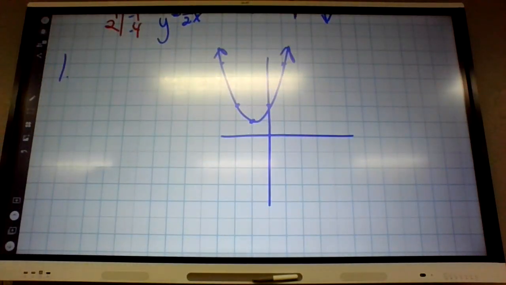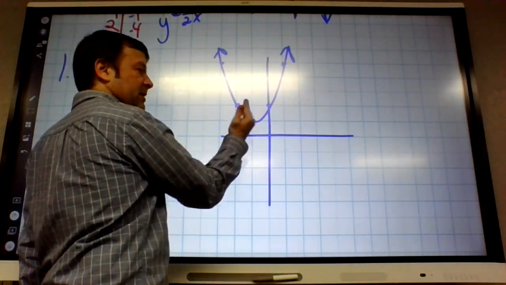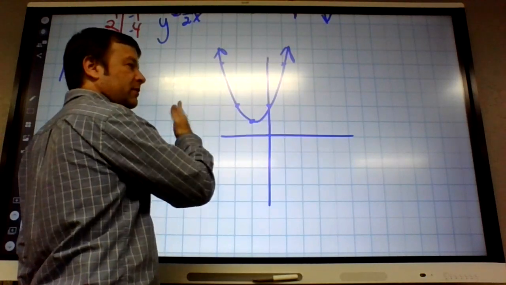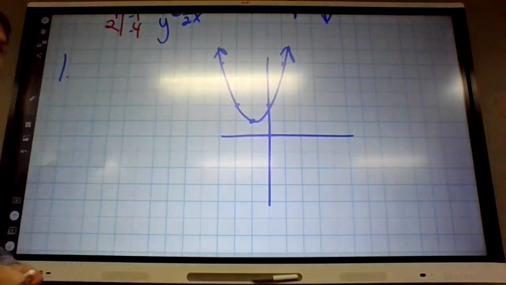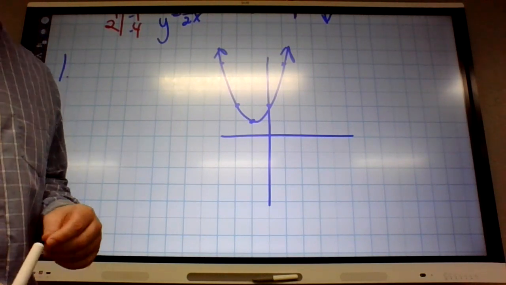Number 1. What's the domain for number 1? Okay, what did we say domain meant? It's all possible x values. Yeah, x values, left and right. How far left and right does it go? Forever. So it's all real numbers, which is matching. So which option is that? F.